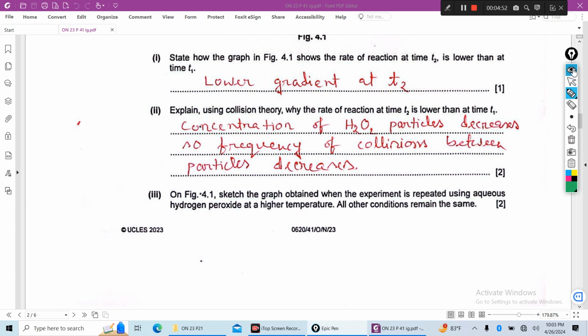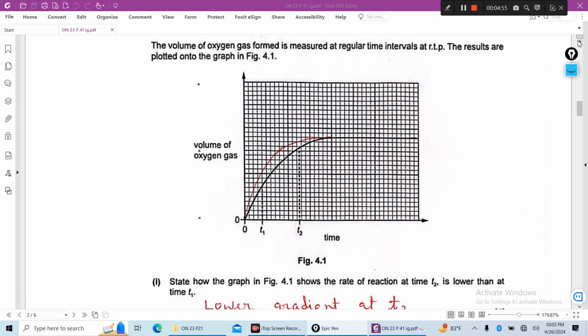So at higher temperature, you see, the graph will be steeper, but the volume of oxygen gas will be same, because temperature increases the rate of reaction. How? Increasing temperature, the kinetic energy of the molecules increases, more molecules gain energy greater than or equal to activation energy, so more successful collisions occur. That's why the rate of reaction is increased.